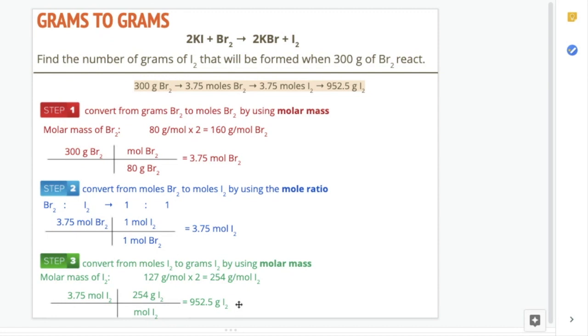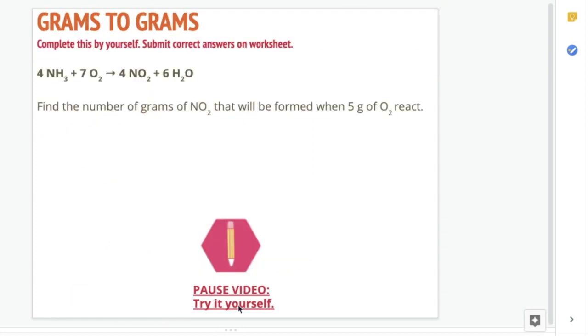And that's our final answer. As simple as that. All you need to do is have your summary chart and follow the steps, and you will arrive at the correct answer every time without any complications. So I'm going to put this to the test by giving you a problem to do by yourself.